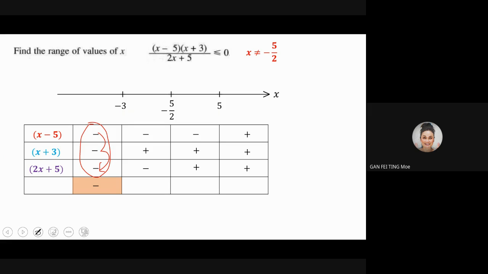So can you please tell me what is the sign of this? Anyone? What is the sign of this? I want this one, the one that I put a tick. What is the sign?